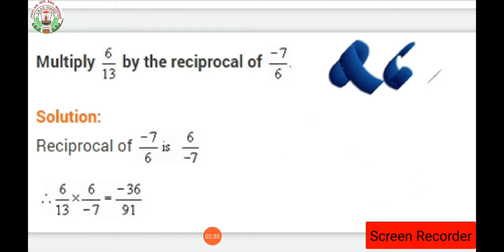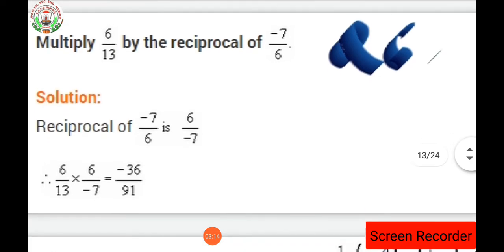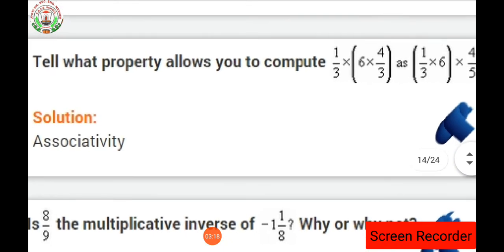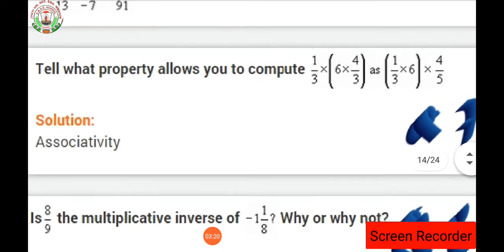So here, have you understood what the question is? We are going to multiply 6 upon 13 by the reciprocal of the number minus 7 by 6. What is the reciprocal? That is minus 6 upon 7. So multiplying the numbers, you will get the required answer as minus 36 upon 91. Clear, everyone? Now, next we have question number 7.